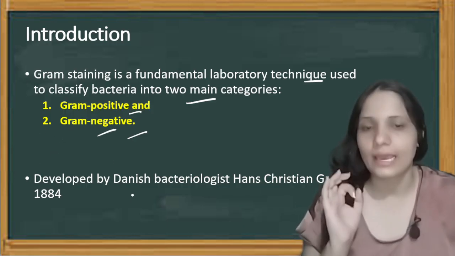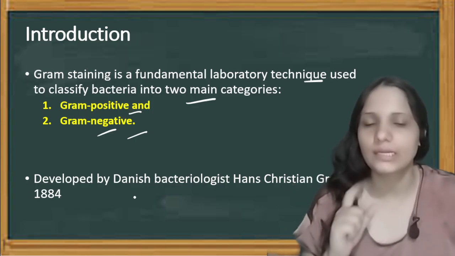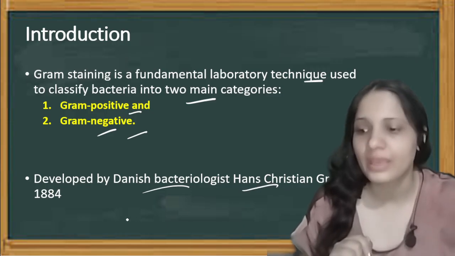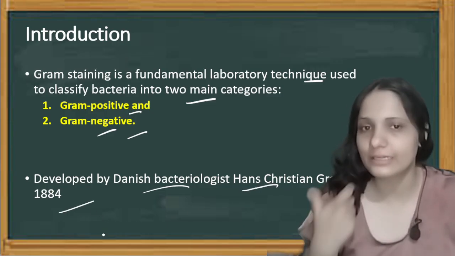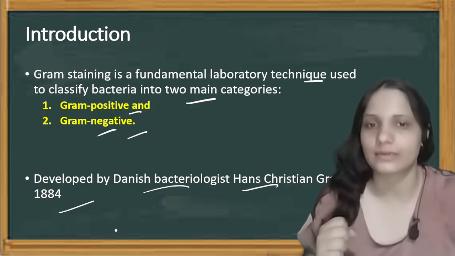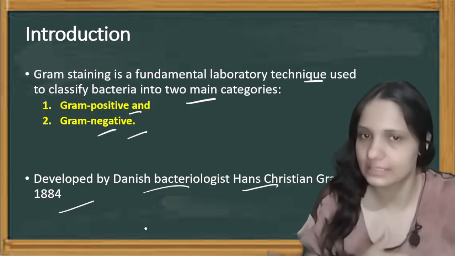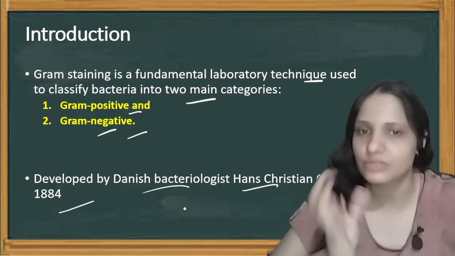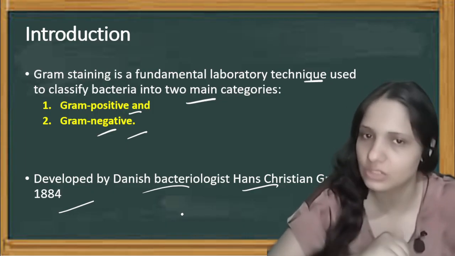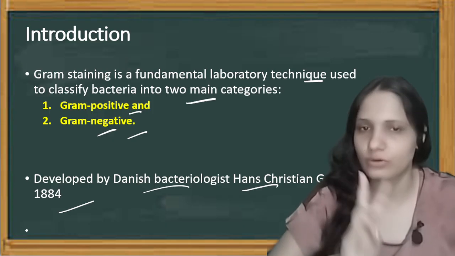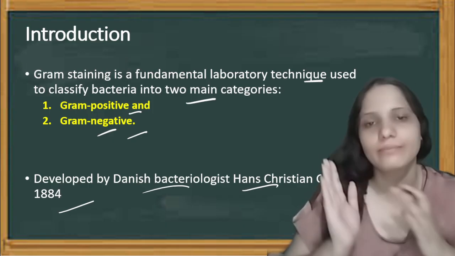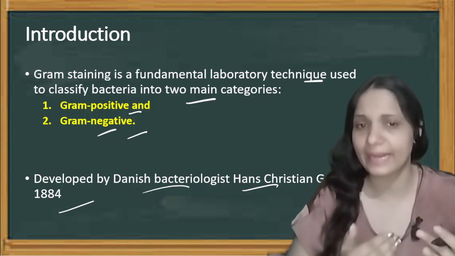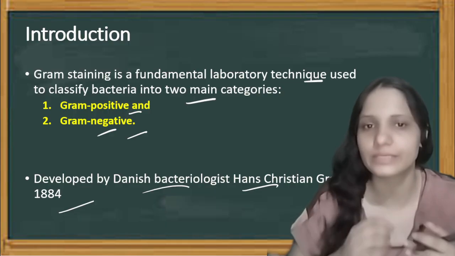Now, about the discovery of this technique: it was first discovered by the Danish bacteriologist Hans Christian Gram in 1884. So this technique is named gram staining after the scientist who first discovered it. Gram positive and gram negative bacteria are identified by using this technique, and how we classify them is what we have to understand in this particular video.